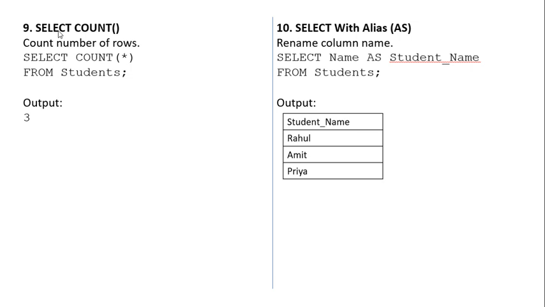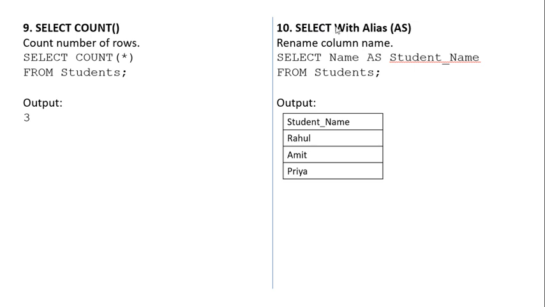Ninth is the SELECT COUNT function, which counts the number of rows in the table. So use SELECT COUNT(*), with a star inside, or any column name, FROM student; So the output shows 3, so there are 3 rows in the table.